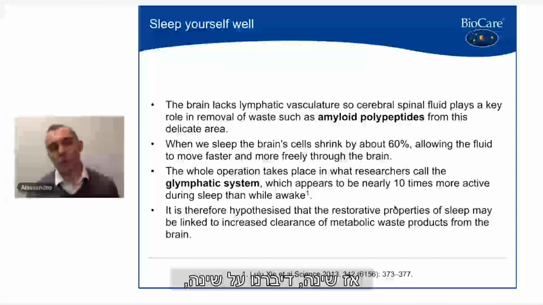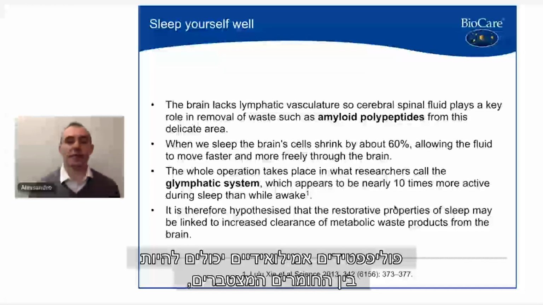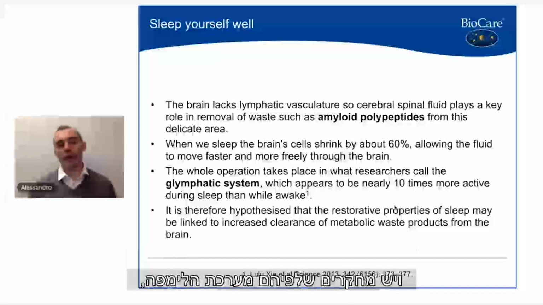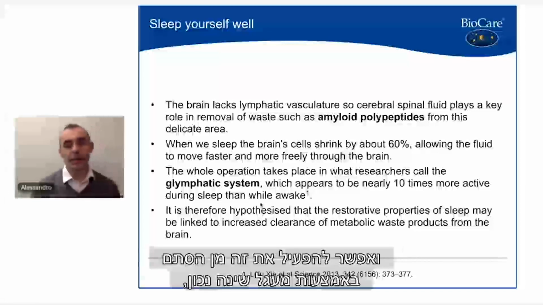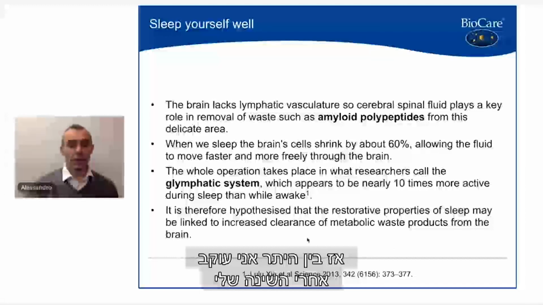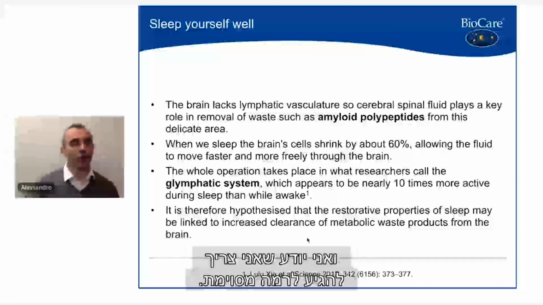So sleep, we mentioned sleep. Amyloid polypeptides can be one of these accumulations, and there are studies pointing out that the lymphatic system, which appears to be nearly 10 times more active during sleep than when awake, is highly important, and this can be activated obviously through a correct sleep cycle. So one of the things I do is keep tracking my sleep, and I know that there is a certain baseline that I need to hit.